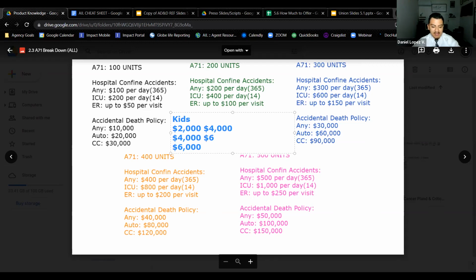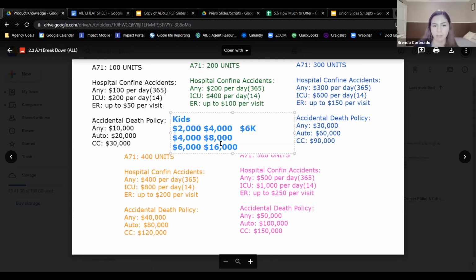Okay, and then the A71 200 unit starts at double that, so it's 4,000. Okay, and so that'll be 8,000 and 16. Okay, and then 12, right, and then the 300 unit. Daniel? What's up? Oh, it's 12. 4, 8, 12. Yeah. Okay, then the 300 unit is 6, 12, and then 18. You guys following along? Okay.